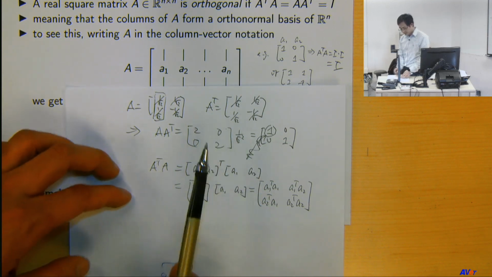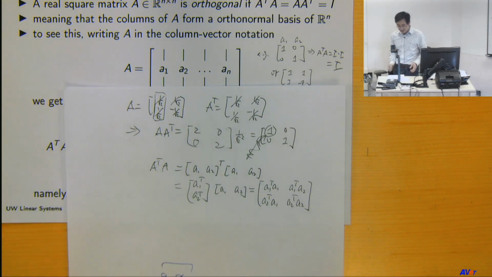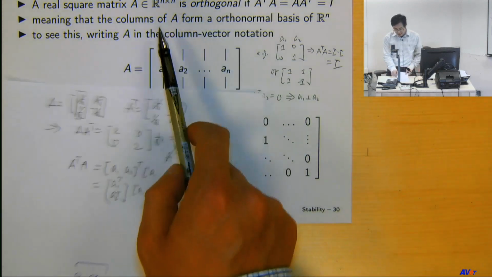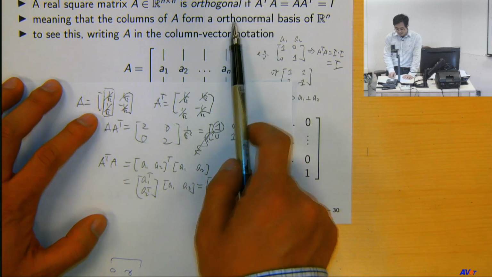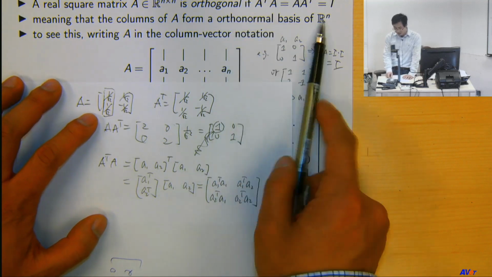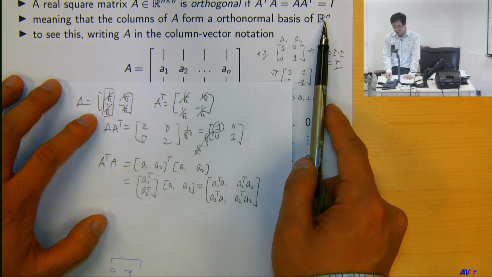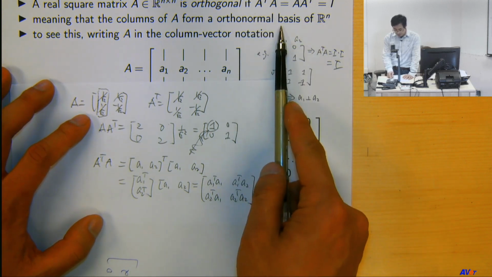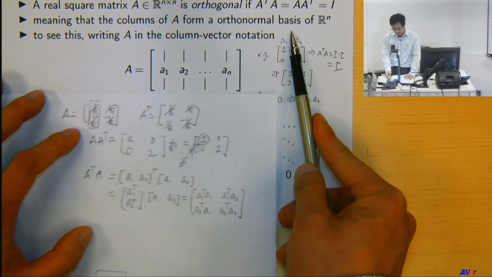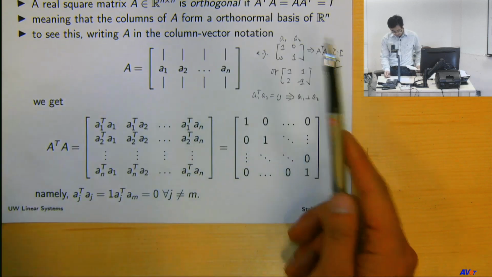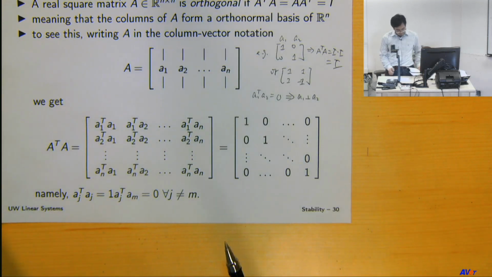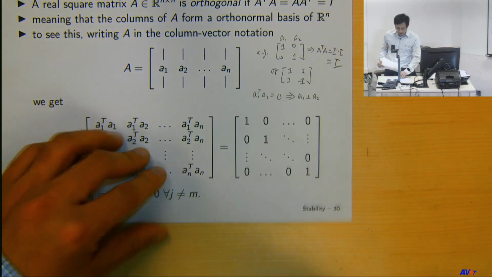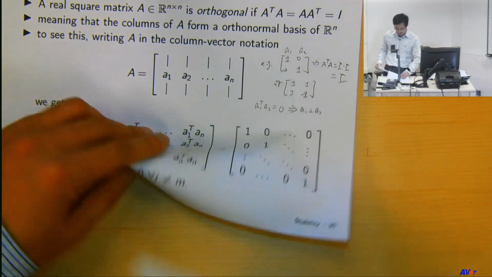All right? So that's the meaning of an orthogonal matrix. So the columns of A form a basis. They are all linearly independent. They are orthogonal to each other. And then they are also normalized to unit norm. So that's an orthogonal matrix.